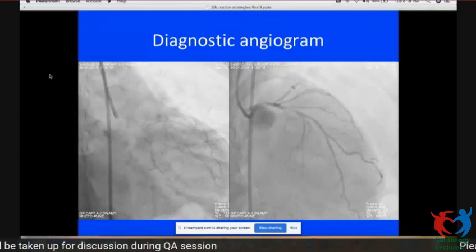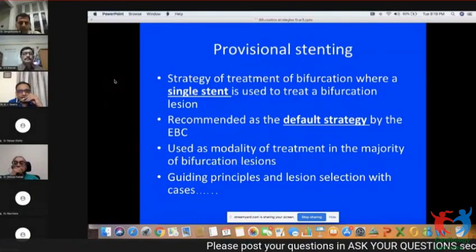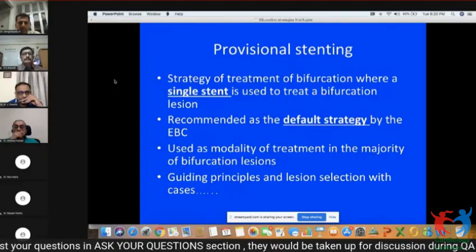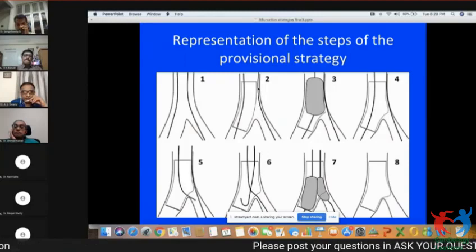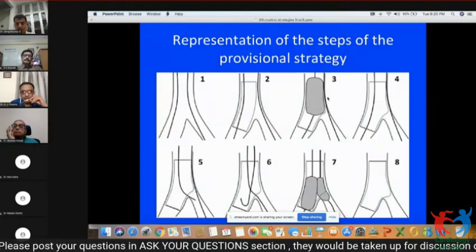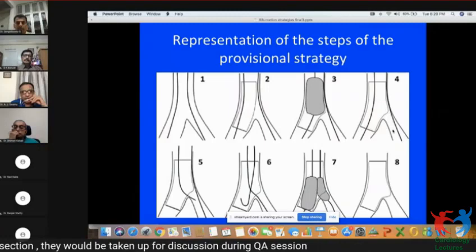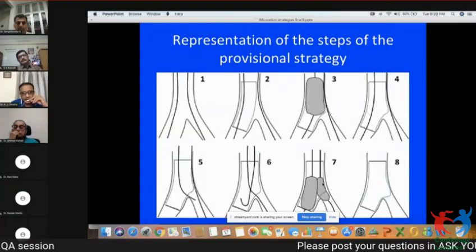Now, the provisional stenting strategy is where a single stent is used. This is recommended as the default strategy and used as the modality of treatment in the majority of bifurcations. Essentially, this involves, as we've already spoken of, putting one wire and a stent into the main branch. This doesn't show the jailed side wire very significantly. I wonder if my arrow, this is the side branch, which has been jailed. A proximal optimization balloon, a POT balloon, is inflated up to the diameter of the proximal main vessel. And then this wire is pulled out and recrossed. Either that can be done or an additional wire can be placed and the wires are crossed after coming back proximally. A kiss is done and then a re-POT is done.